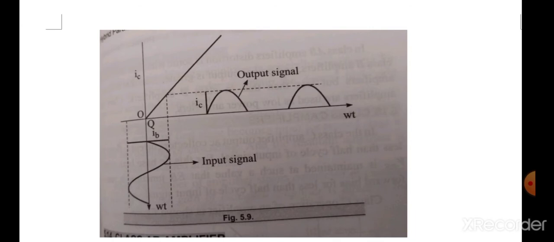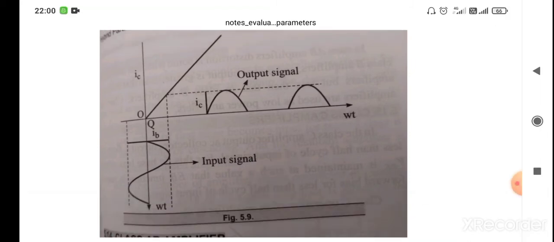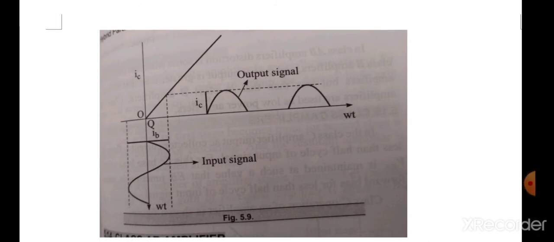As I already discussed, a Class A amplifier operates for the complete cycle of the input signal, but a Class B amplifier operates only for the half cycle of the input signal. It means that the power output and efficiency of the Class B amplifier are higher than the Class A amplifier. Class B amplifiers are used as audio frequency amplifiers. They are also used in radio telephonic transmitters.